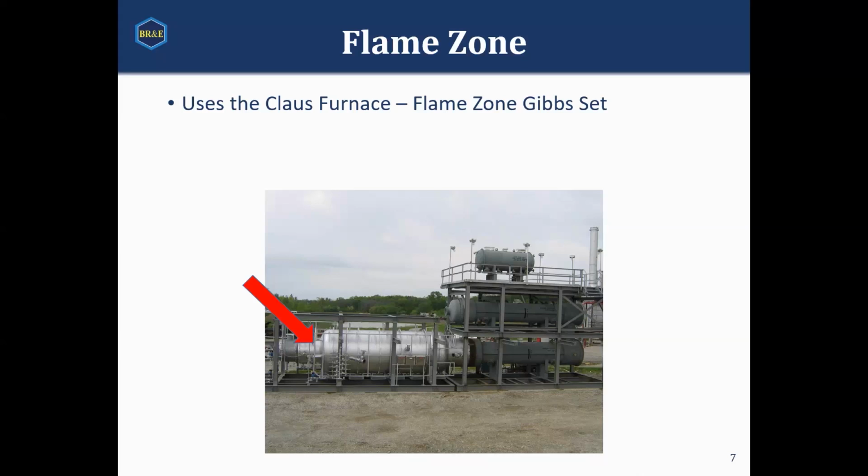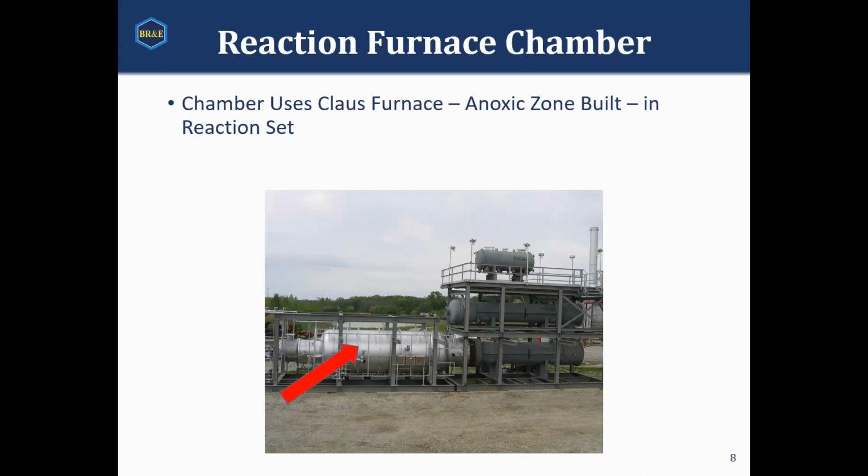So we'll have a block modeling that part of the vessel. And then next we'll have the reaction furnace chamber itself. That chamber will use a Claus furnace anoxic zone built-in reaction set. It's called the anoxic zone because this is post-combustion, so we don't have any more oxygen in the system available for combustion, hence the name anoxic zone. The red arrow pointing out to that chamber is representing the block that we are going to be modeling. So we have an anoxic zone block. We are looking more towards that chamber itself.